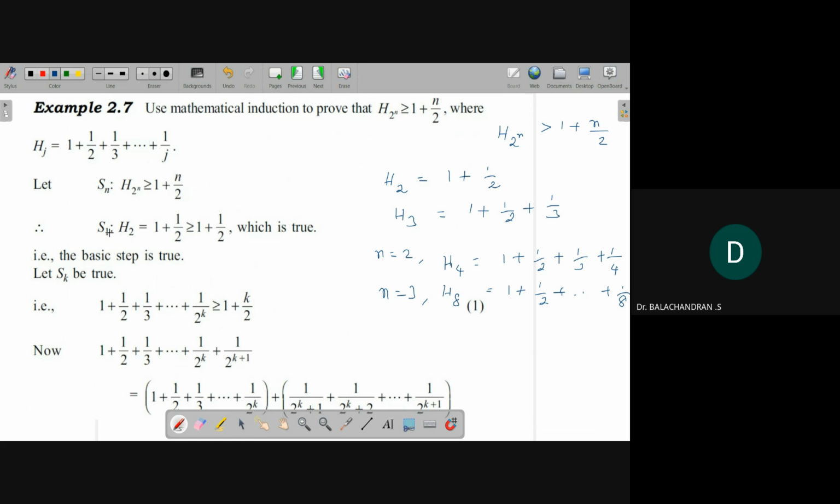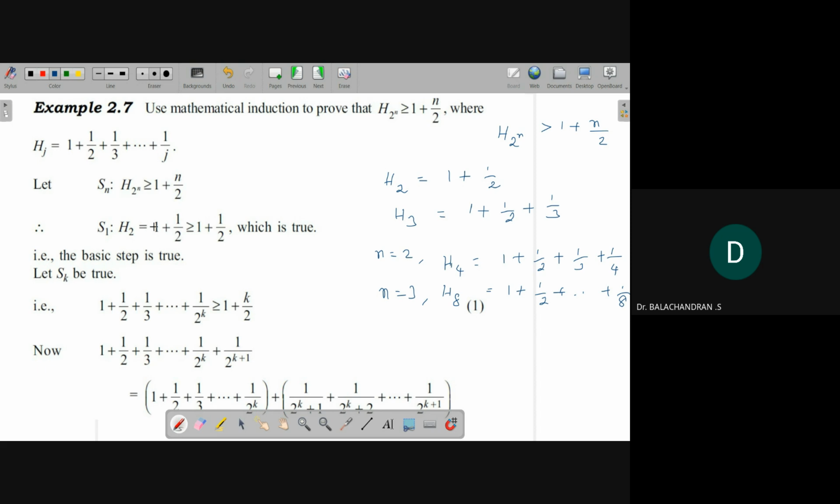So the first case is n equal to 1. I already told you, n equal to 1 means H2, and H2 is 1 plus 1 by 2. That is the left hand side of this statement. What is the right hand side? With n equal to 1, the right hand side is also 1 plus 1 by 2.